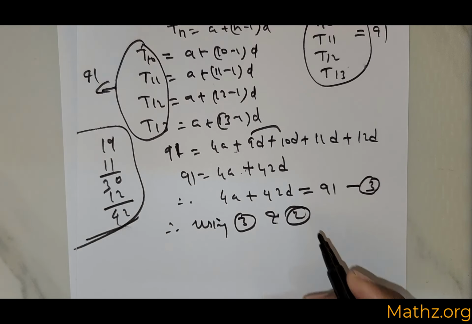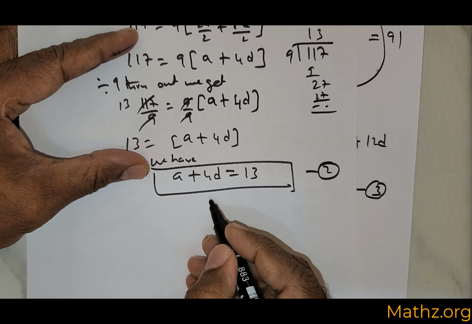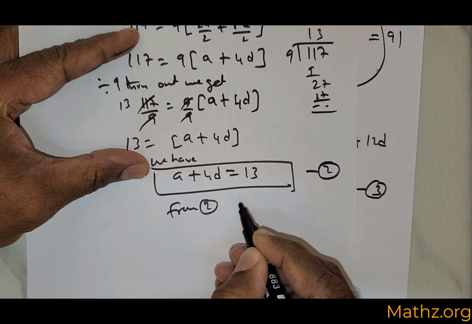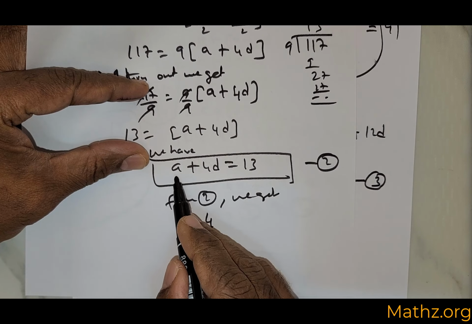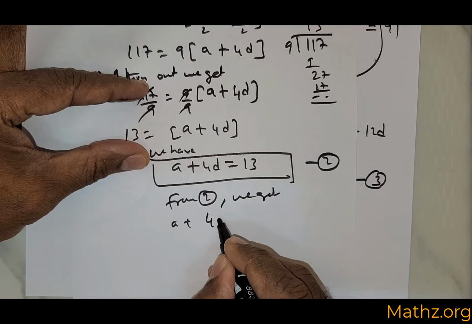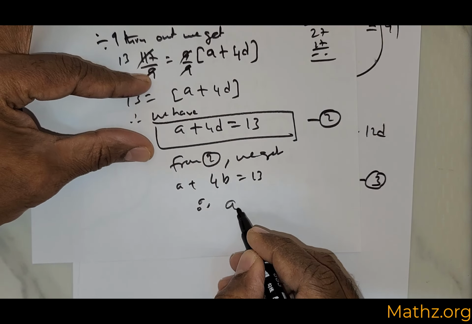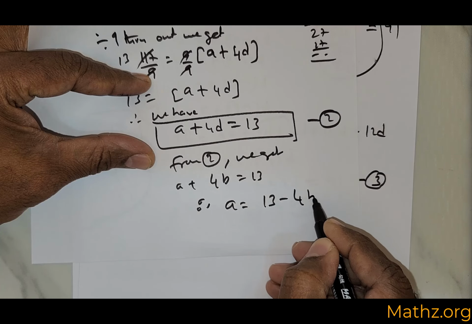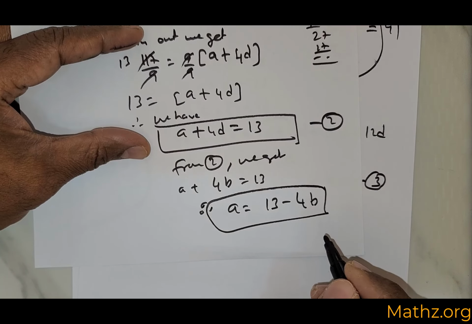So what I've got for 2, this is my 2. And apparently from 2 we get, so what do we get? You got a positive 4d is equal to 13. So from here, a is equal to what? A is equal to 13 minus 4d. So that is one particular system we can make use of.